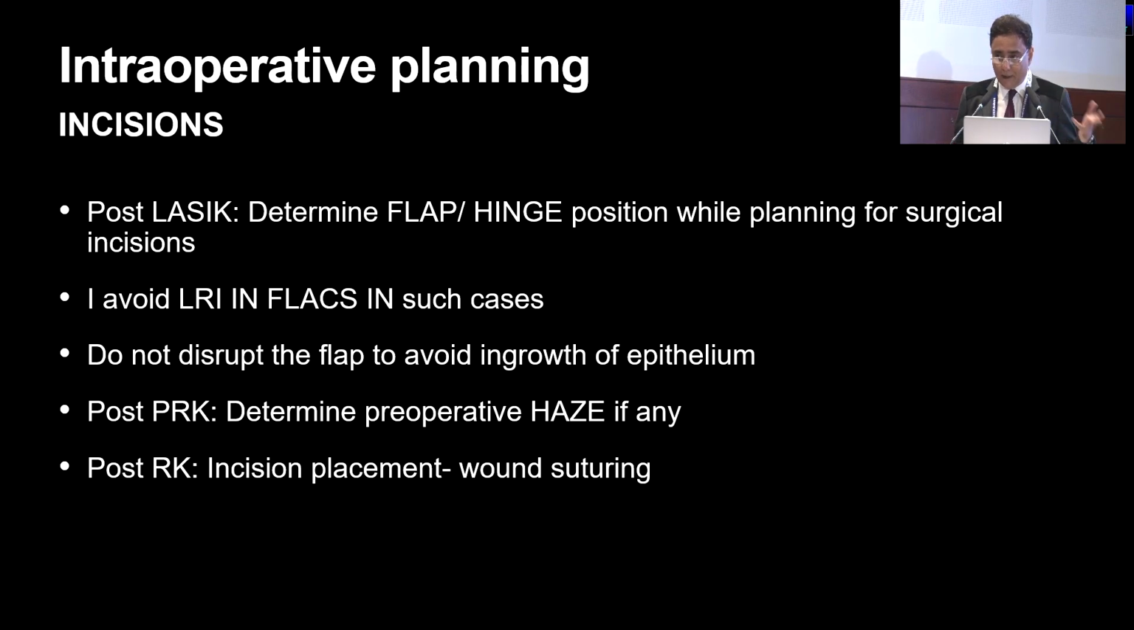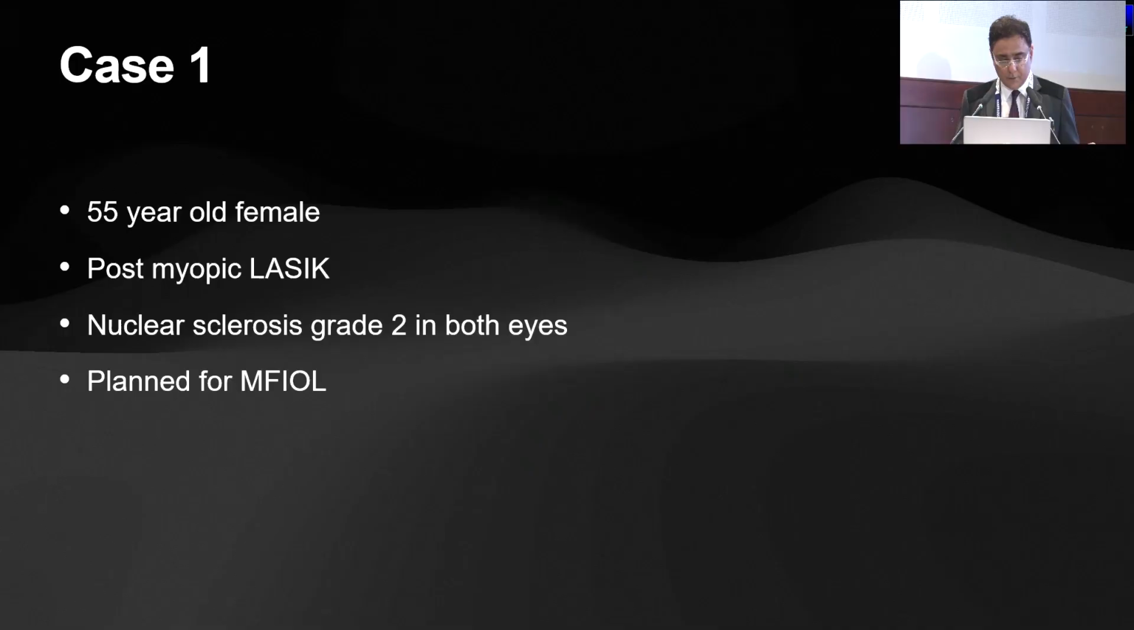When it comes to planning of the incision, make sure you know where your hinge is. Sometimes you tend to go close to the hinge. Do not do LRIs with a femto in post-LASIK or post-refractive cases, because that's not going to work the same way. It's going to behave very differently, so it's better to do a toric IOL if you want to correct astigmatism. Do not touch the epithelium. Post-PRK, of course, determine if there is any haze or not, and post-RK, you may need wound suturing.